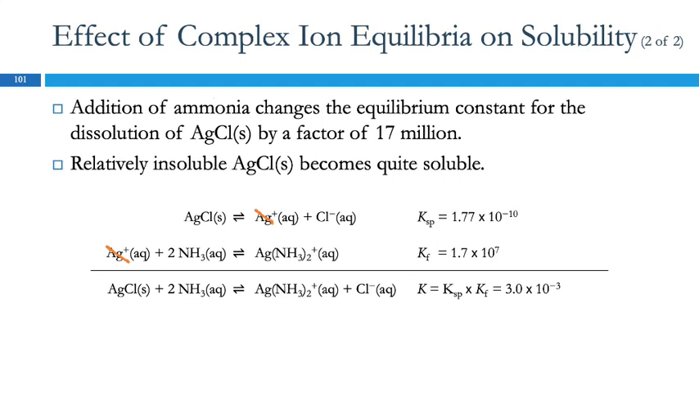When we add chemical equations, we multiply the equilibrium constants. And so now the equilibrium constant is 3 times 10 to the minus 3, significantly larger than it was for silver chloride dissolving in water. Now, is it super soluble? No, but it's a lot more soluble. Any questions?